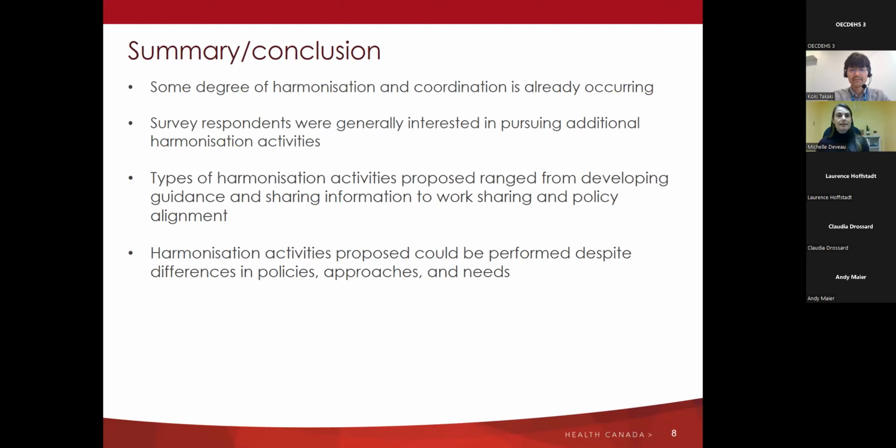And the types of activities that were suggested are activities that could still occur with differences in organizations. So these activities could range from developing guidance and sharing information to work sharing, and then in some rare cases as well, policy alignment. And the harmonization activities, again, could be performed even though there are differences in policies and approaches and needs.